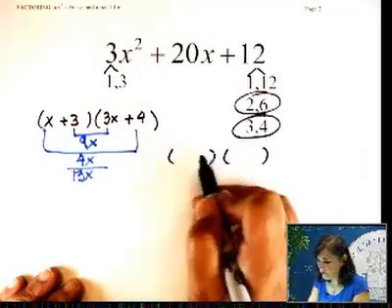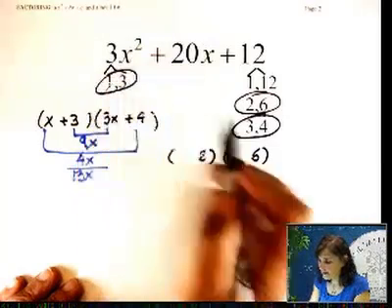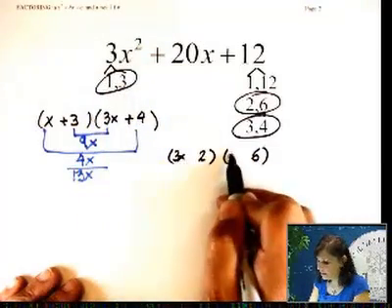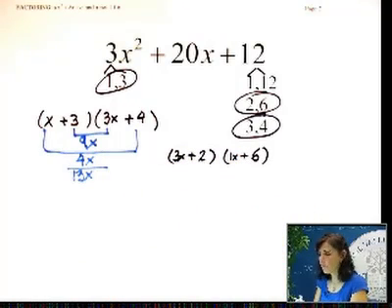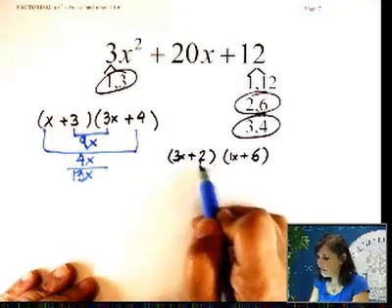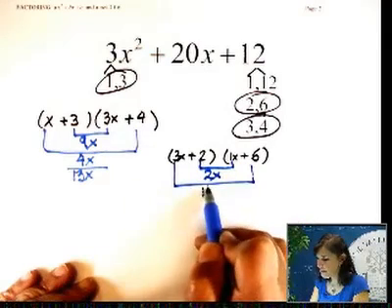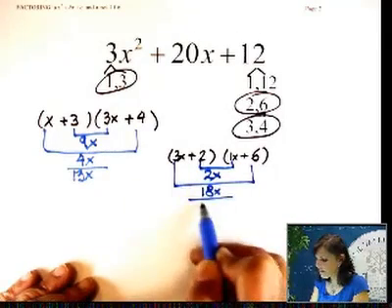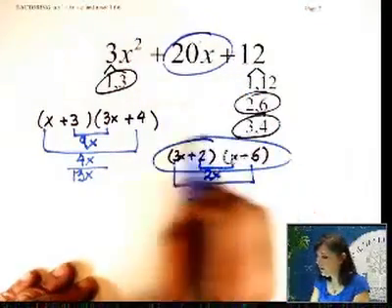2 and 6. Then I'll try these guys, 3 and 1. Let's try the middle term. The middle term is again 2 times 1, 2x. 3 times 6, that's 18x. 18 plus 2, 20x. Bingo! That is the one. So this is how it factors out.